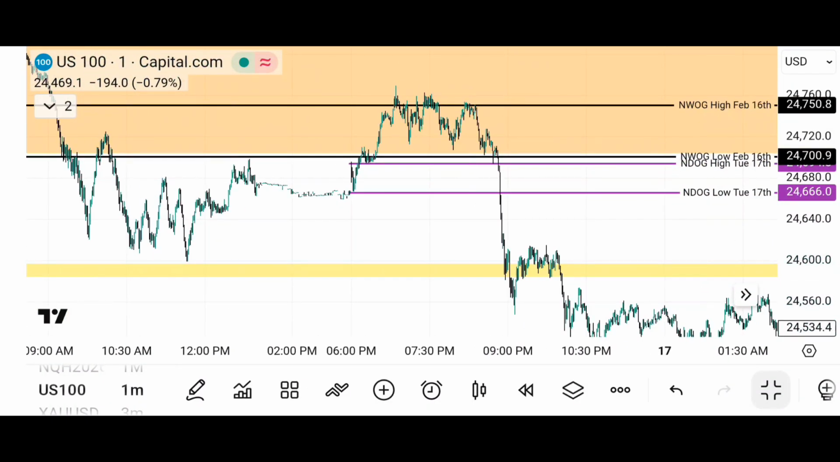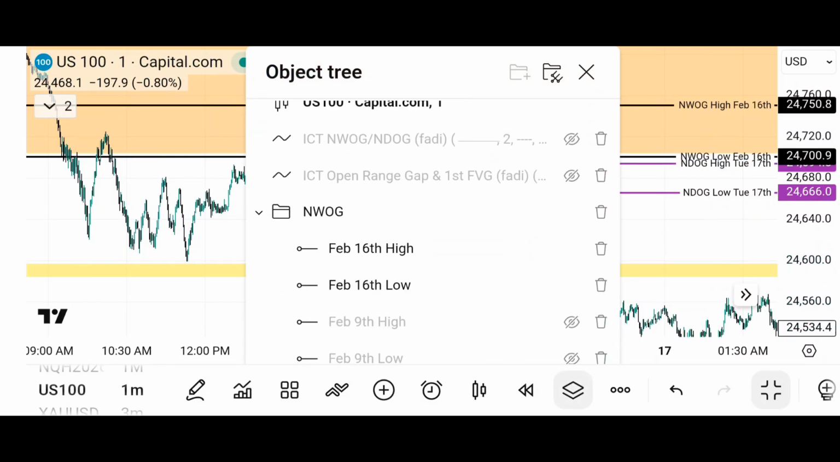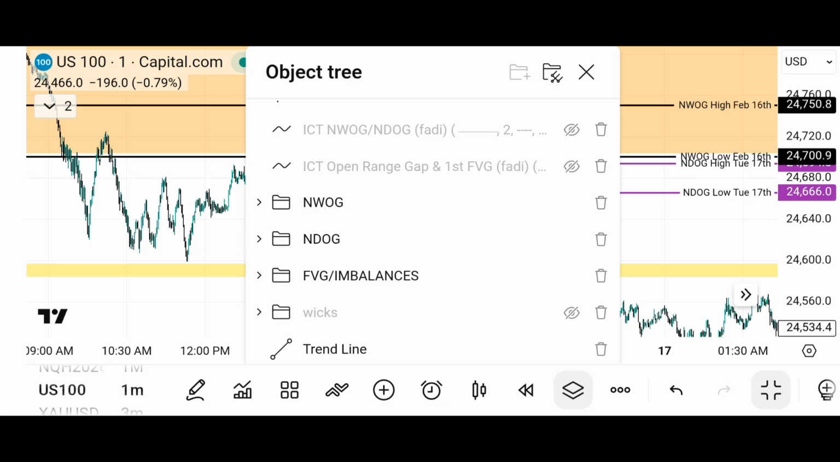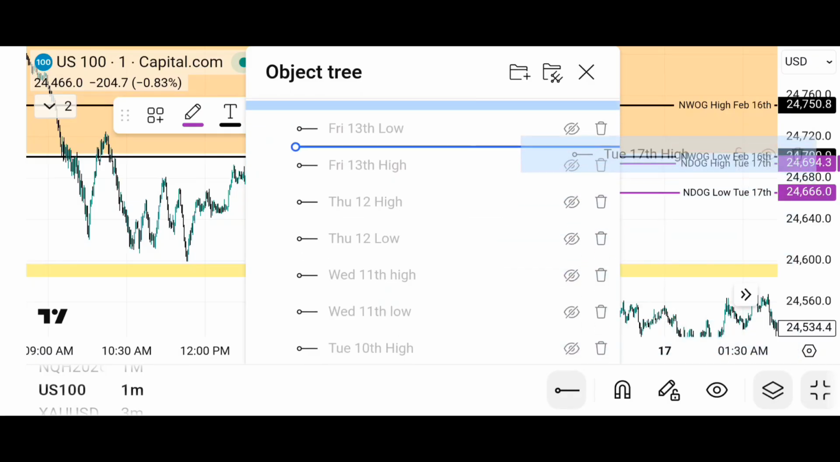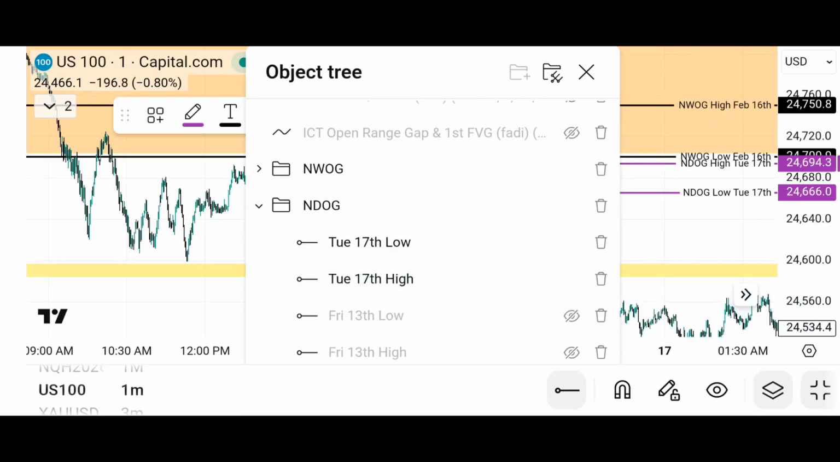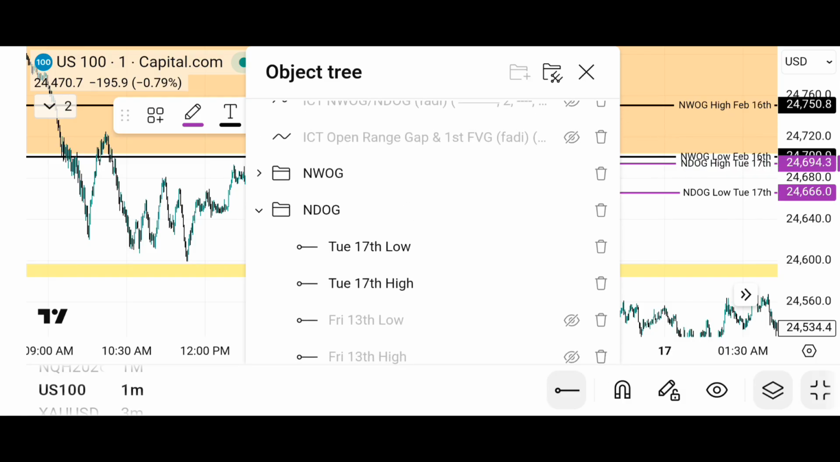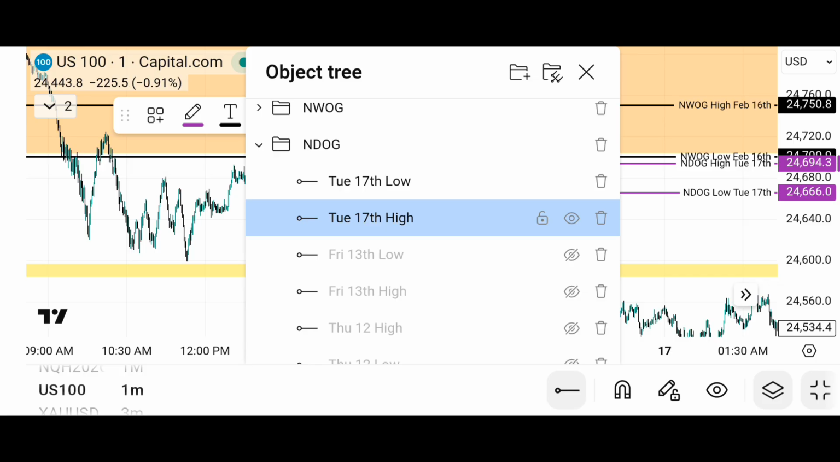Here's what I do. I normally save them on this object tree right here. You see, new week open gap, new day open gap. Here's my new week open gap. I normally save about 5 of them, but there are only 2 on my charts. Okay, they're up to 5. I think they're up to 5 on my new day open gap. But this is how I make use of the object tree. So I hide the ones price is not making use of currently.